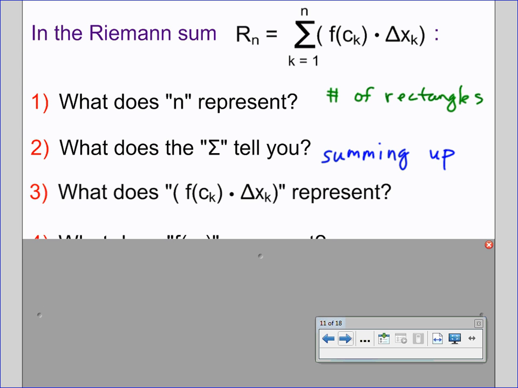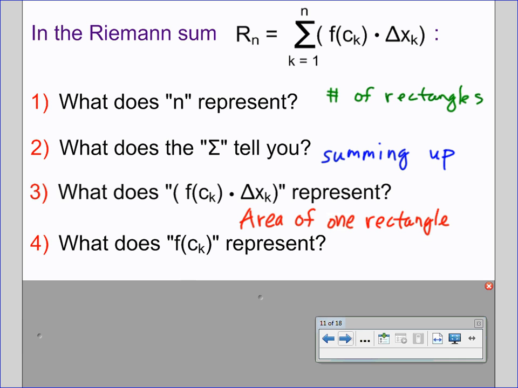What does our f of c sub k times delta x sub k represent? Well, that product is representative of the area of a typical rectangle. So that's the area, base times height. That's the area of one rectangle. What does the f of c sub k represent? The f of c sub k would be the height of one rectangle.